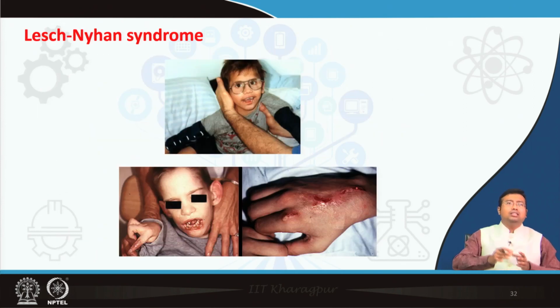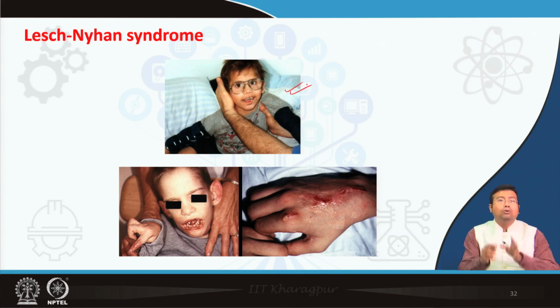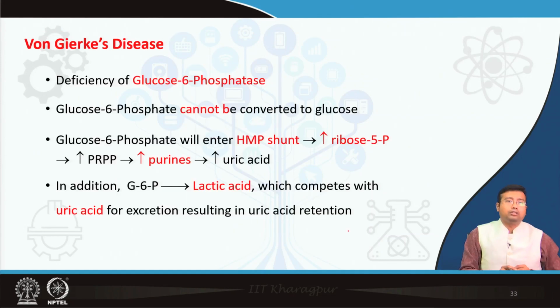Here we can see a few cases: this is a mentally retarded child, as the look suggests, as well as a child who has bitten his or her own fingers. So, self mutilation, aggressive behavior, multiple choice question: Lesch-Nyhan syndrome, HGPRT deficiency.